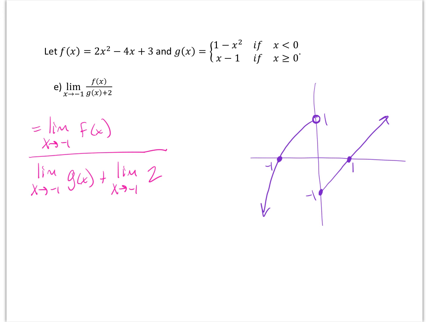Okay, so the limit as x approaches -1 of f of x. So I'm just going to plug a -1 in here. So that's going to give me 2 plus 4 is 6 plus 3 is 9. And then the limit as x approaches -1 of g of x. So here's -1, go a little to the left, a little to the right. Looks like my y values are approaching 0. 0 plus the limit as x approaches -1 of 2 is 2. So that comes out to 9 halves.